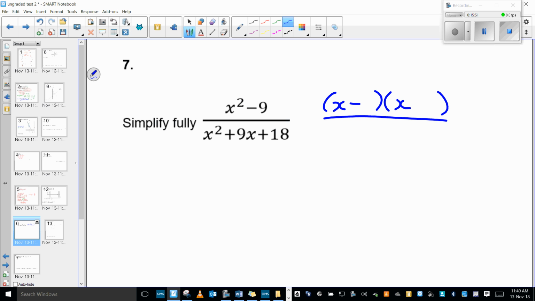Good. So remember the name of this one? Difference of two squares. Awesome. Okay, so we've got x plus 3, x minus 3. That was the easier one. Bottom one, hopefully recognize that's also a quadratic. How do we decide what goes in our brackets here, Layla?